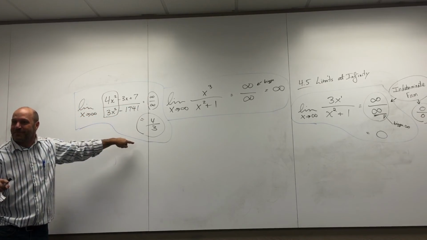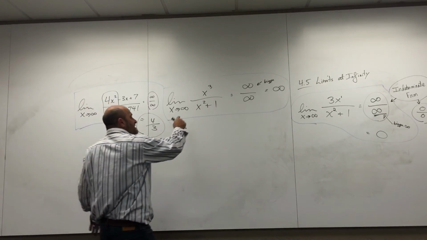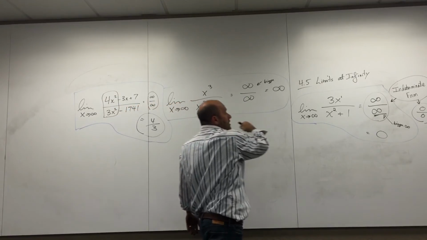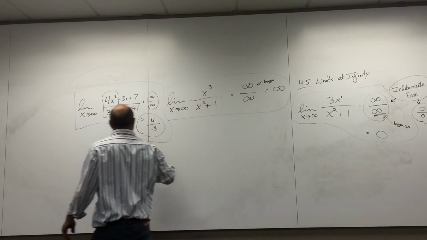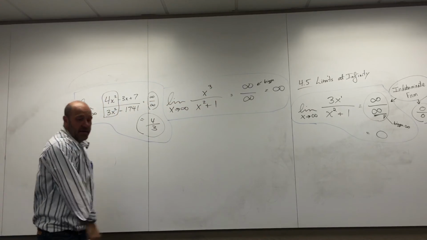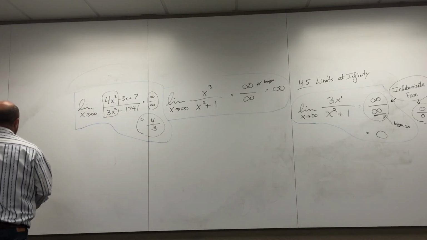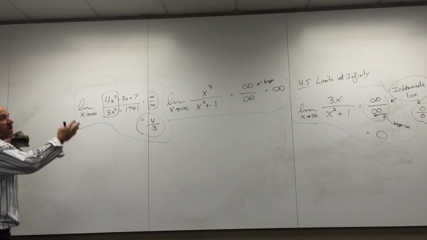You with me? So it's about this leading power is kind of what it's all about. An x to the first over x squared, an x cubed over x squared, 2x squareds with leading coefficients. So that's the story of these limits.